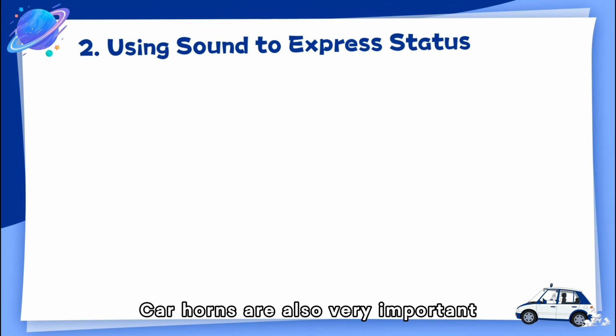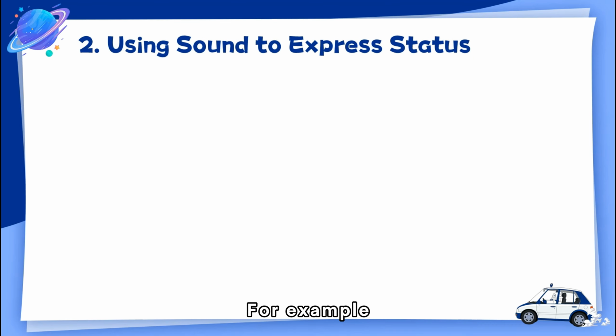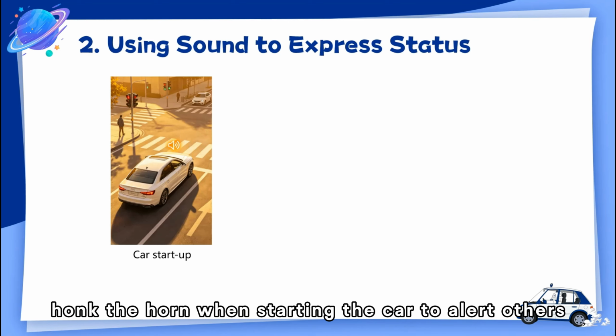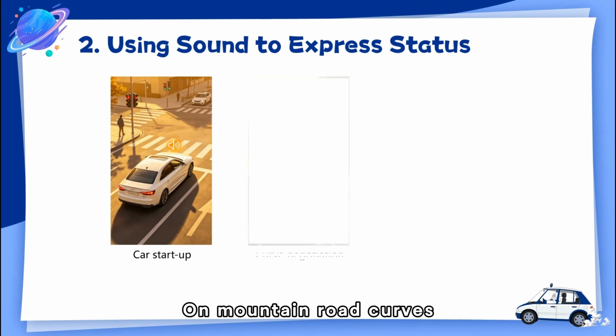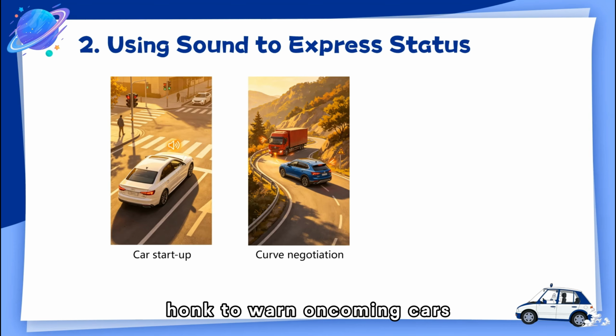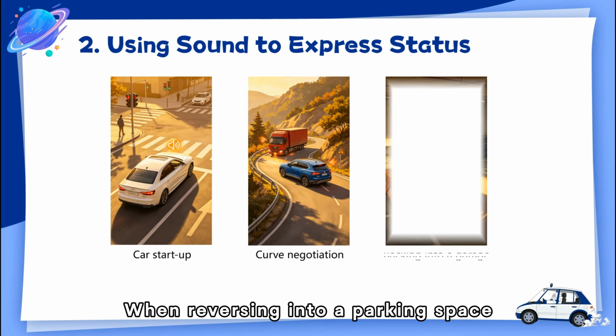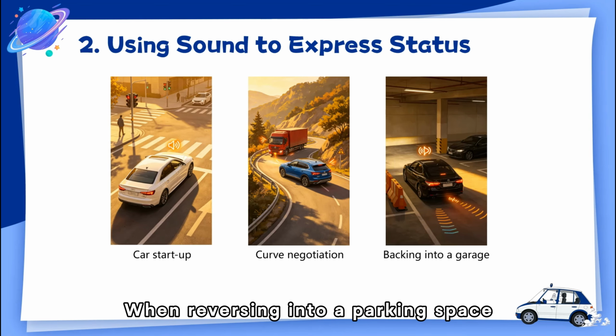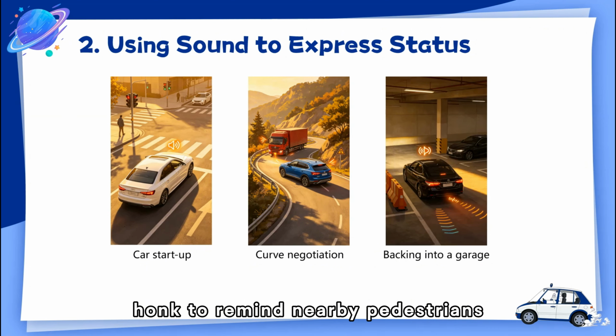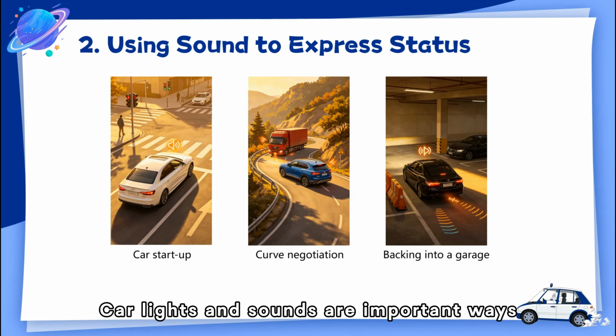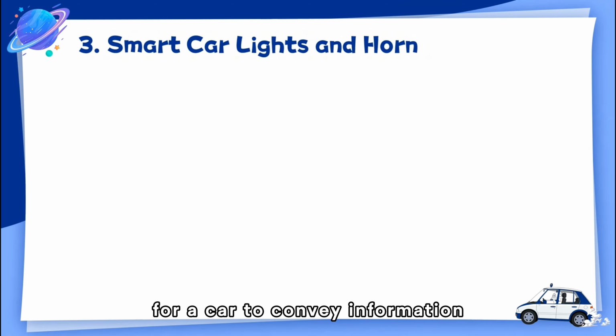Car horns are also very important. For example, honk the horn when starting the car to alert others. On mountain road curves, honk to warn oncoming cars. When reversing into a parking space, honk to remind nearby pedestrians and cars to keep clear. Car lights and sounds are important ways for a car to convey information.